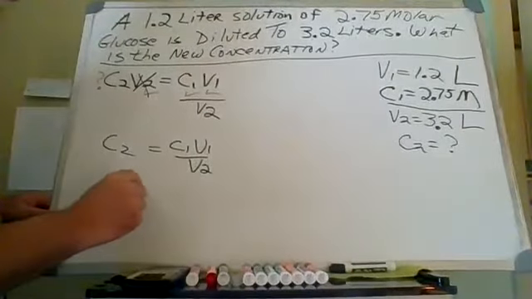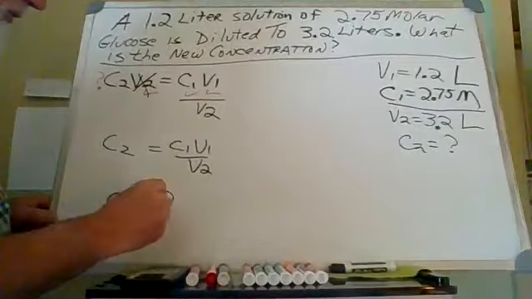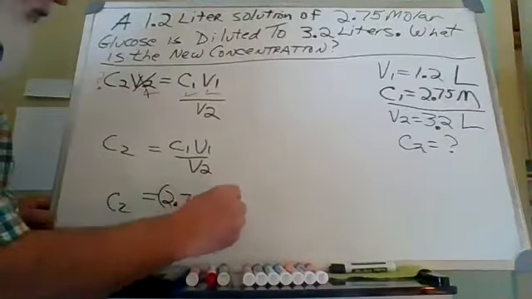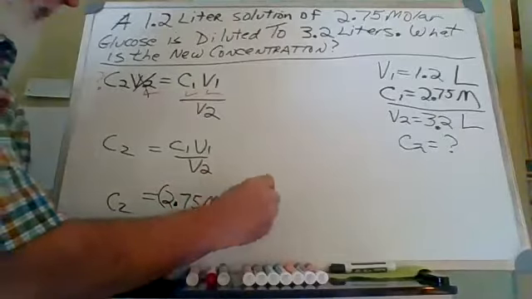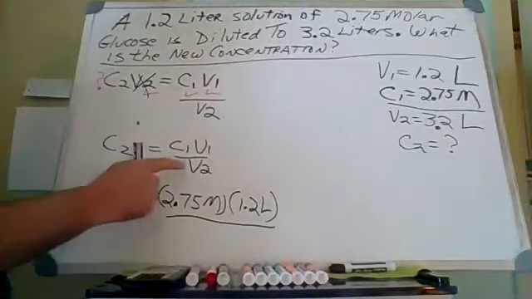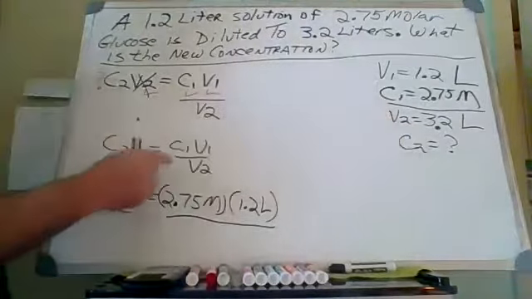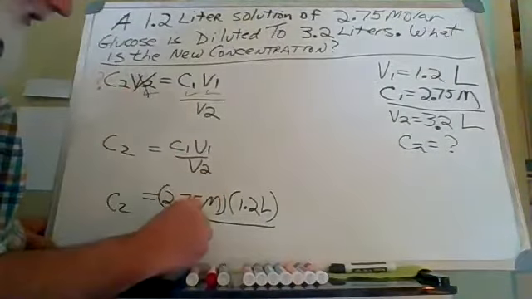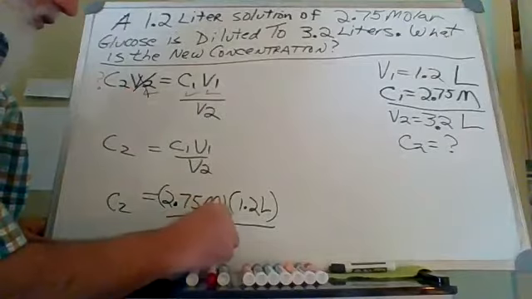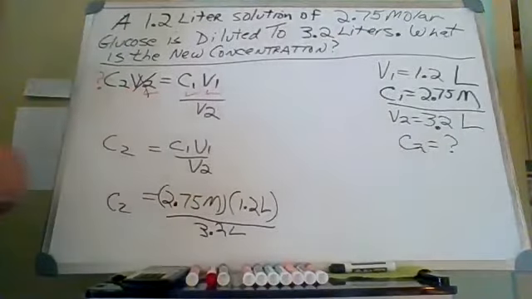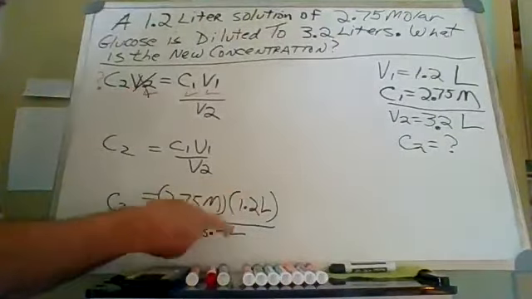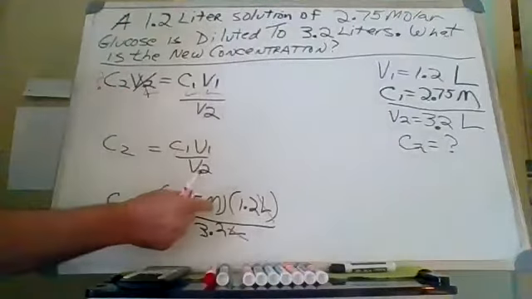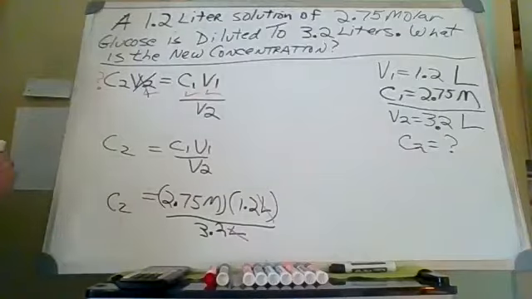So C2 equals, well, C1 is 2.75 molar, times V1, which is 1.2 liters, divided by V2, which is 3.2 liters. Again, you're just looking at the line above to tell you what to do on the next line. So what can I cancel? I see liters here and liters here, so I'm going to cancel those. My only unit left is molar, which is an appropriate unit for concentration.